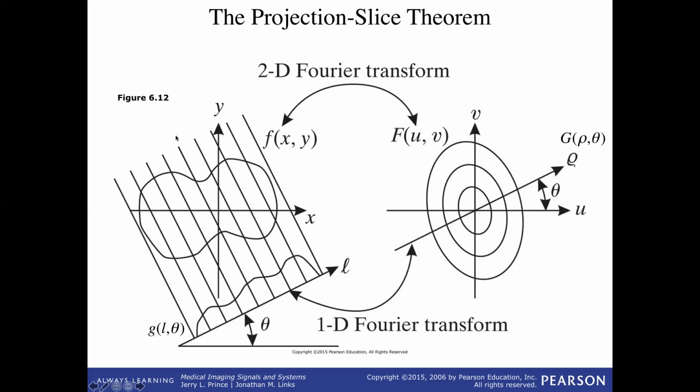What is going on is we integrate through the function to get the g value here. So these are line integrals through the function, and that gives us g. We take the Fourier transform of that, and that is a sampling through the Fourier transform of the full continuous function.